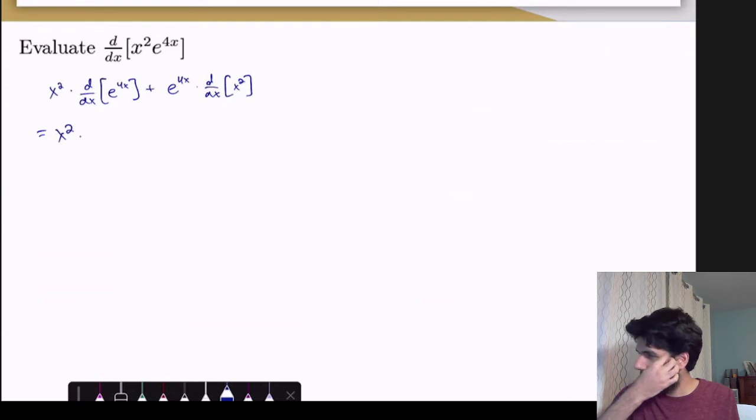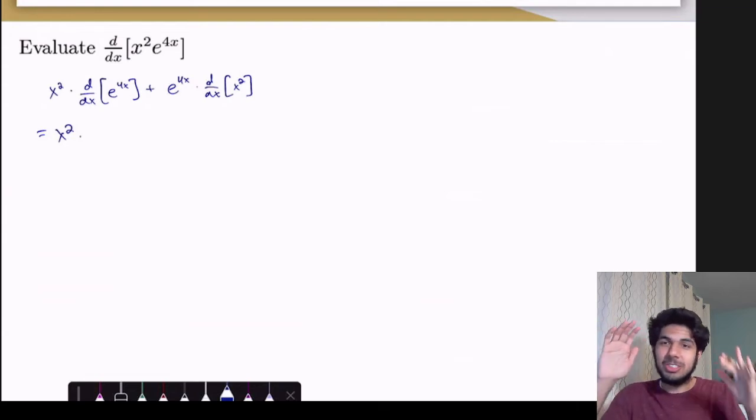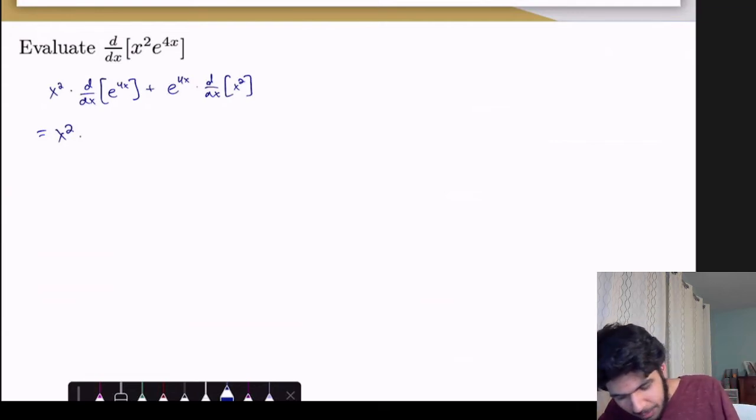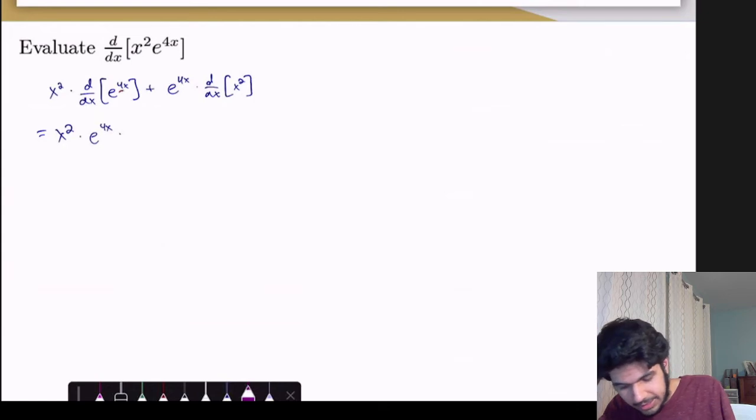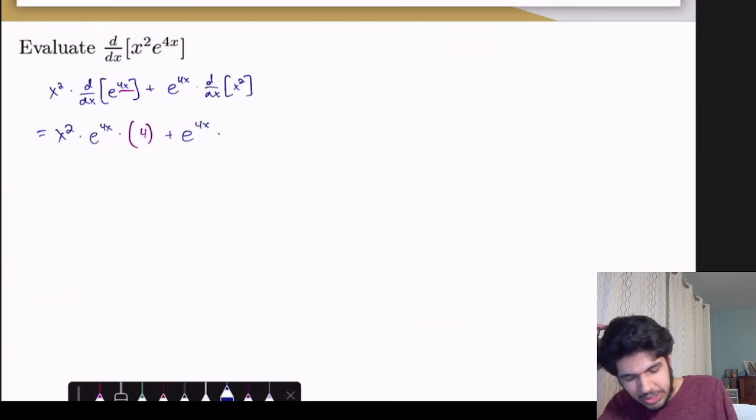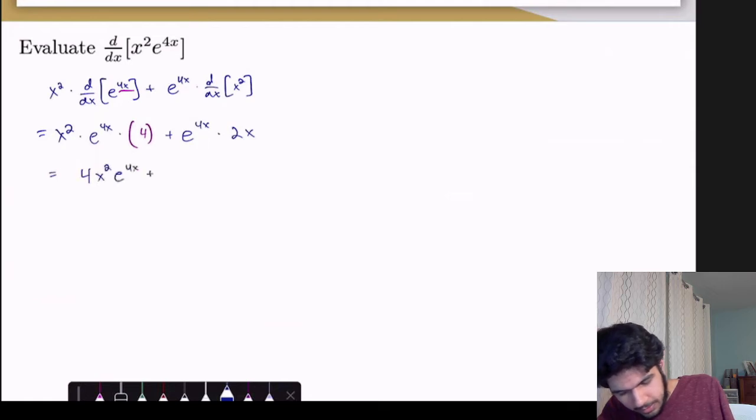So taking the derivative of e to the 4x. Follow the two-step plan. Keep what we're trying to find the derivative of. And to that, multiply the derivative of the exponent. So the derivative of 4x is just 4. That's all you have to do. To that, we'll add e to the 4x. Derivative of x squared is 2x. And then we can just condense things a little bit better and get this as our final answer.